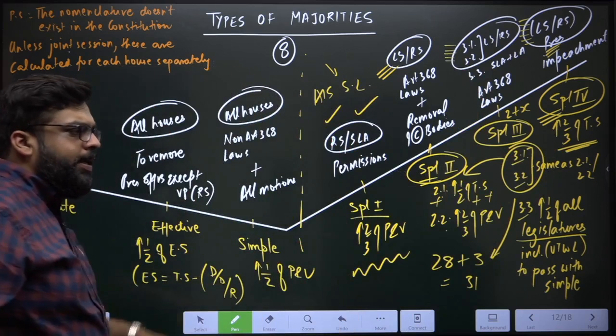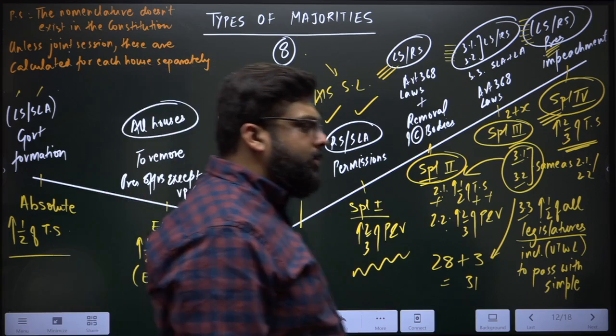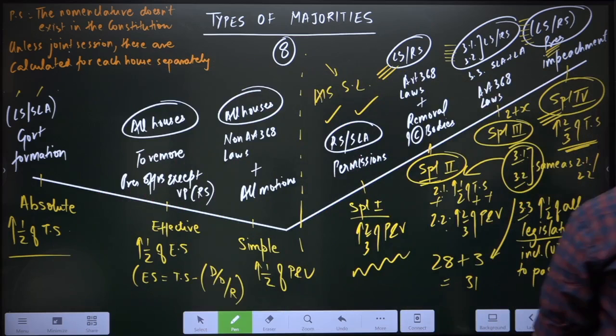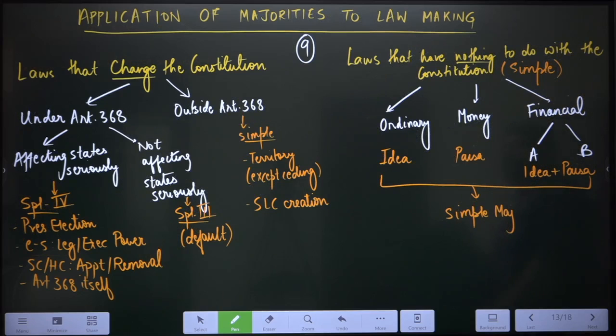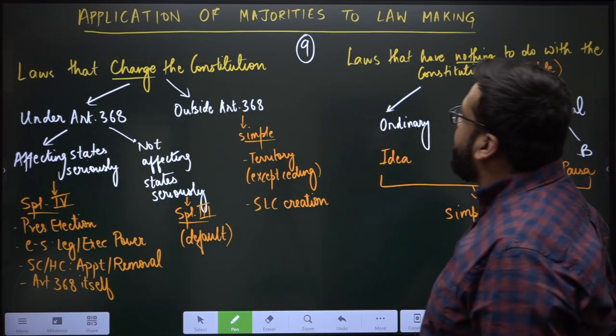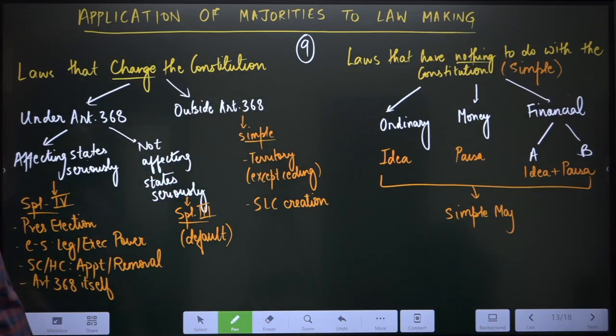This will help you keep most of your concepts on track in the classes to come, and also in attempting questions eventually. So this is what your types of majorities are. Then you have applications of majorities to lawmaking. Now let's understand applications of majorities to lawmaking, and let us see what it is that we understand here.